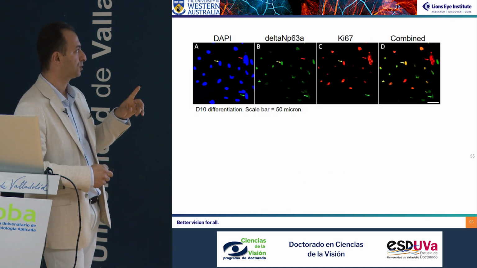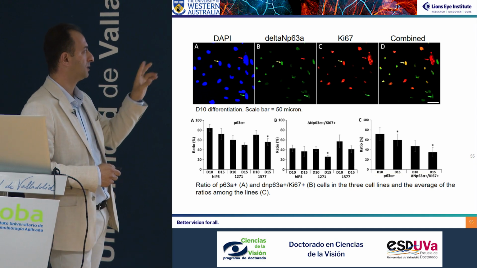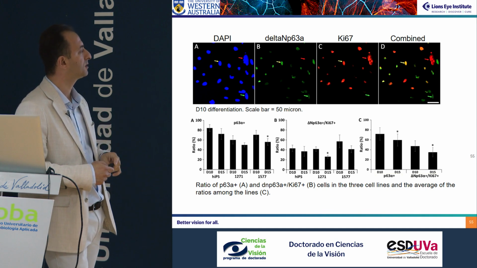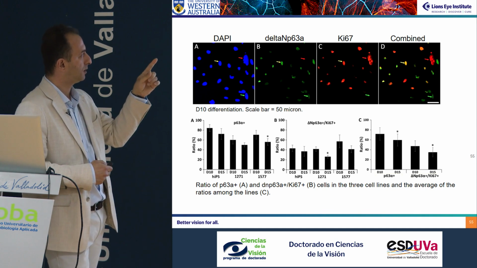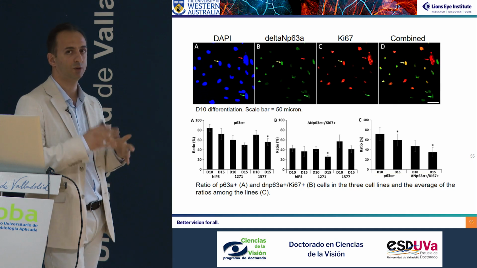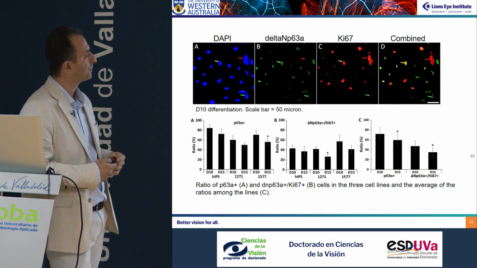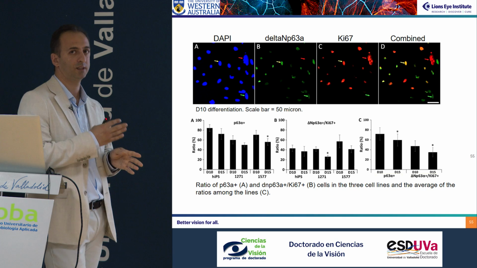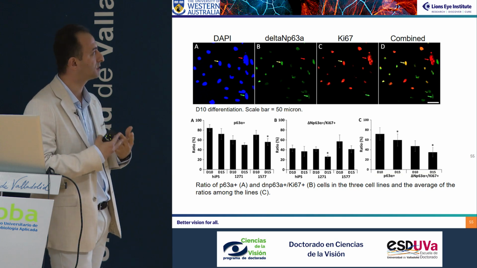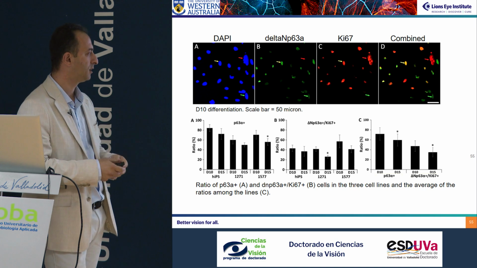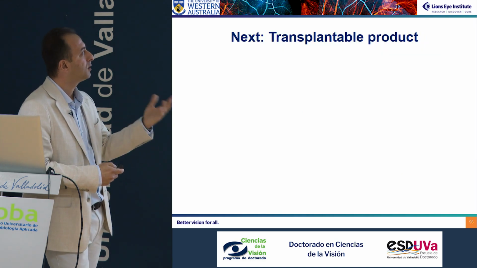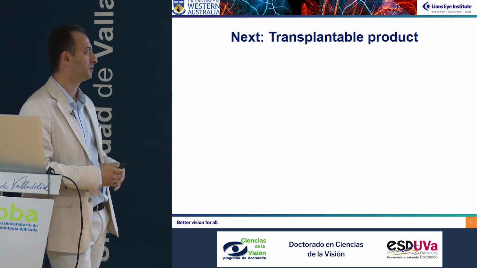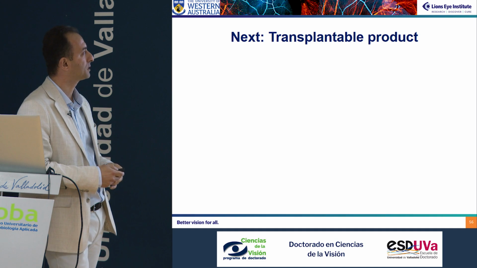And then we also showed, if you double stain, that delta NP63 is a more subspecialized marker for limbal stem cells, and Ki67 is a proliferation marker. We could show that more than 50% of cells were positive for both delta NP63 and Ki67, which showed that those stem cells are also proliferating. So then we decided to move to the next step. As I said, all of those steps still need optimization and further experiments.